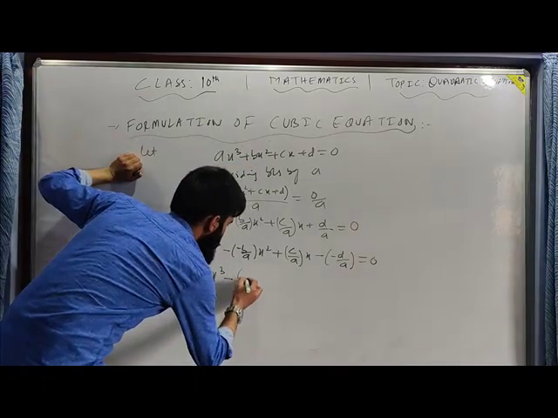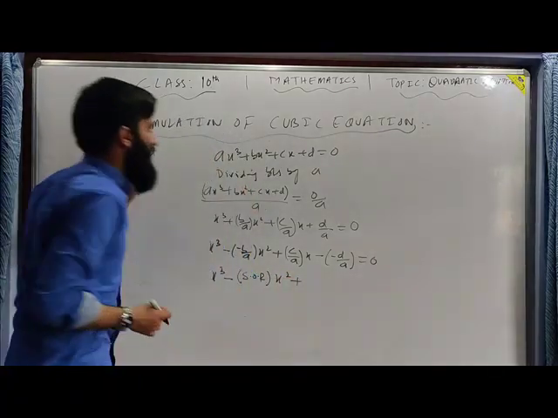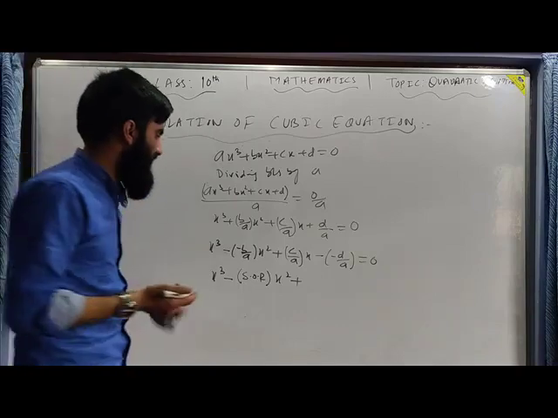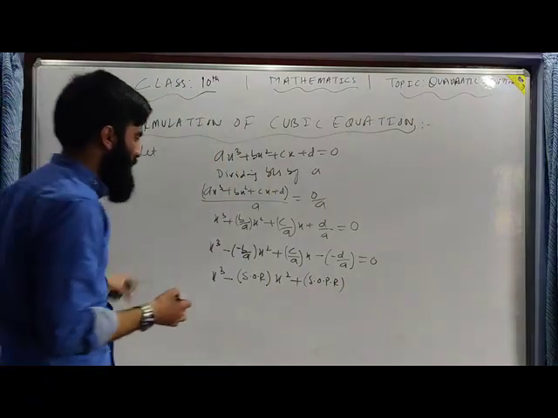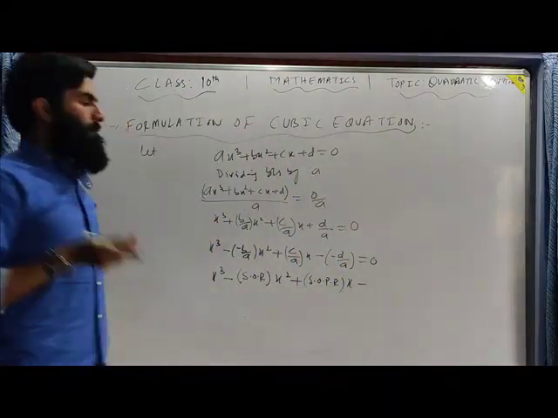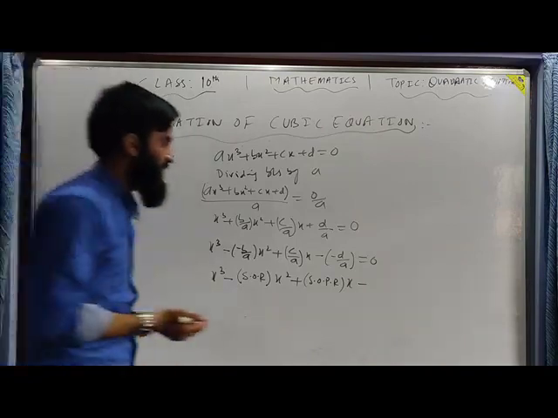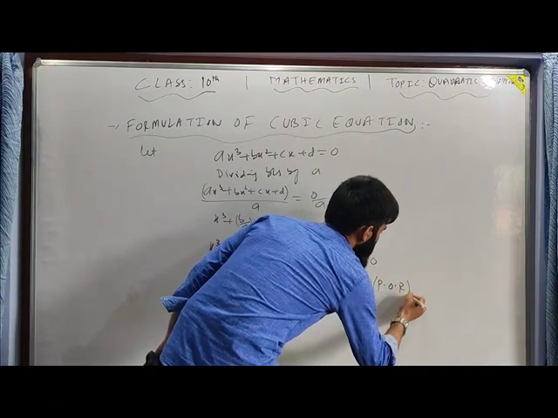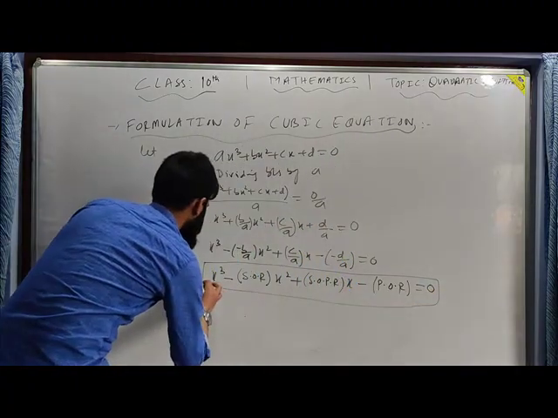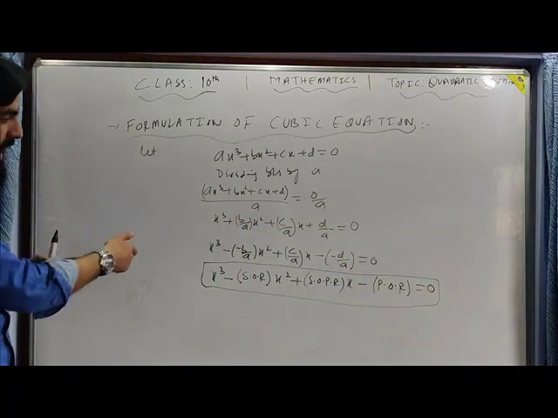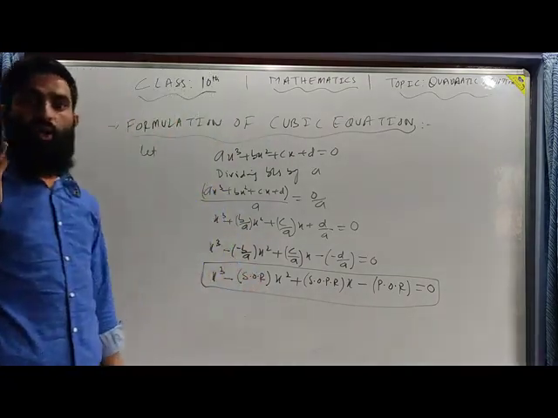So we can have here the sum of roots times x squared, plus c upon a, which is the sum of product of roots, times x, minus of minus d upon a. What is minus d upon a? That is minus constant term divided by the coefficient of x cubed, that is the product of roots, is equal to 0. So this is the formulation of the cubic equation: x cubed minus sum of roots times x squared plus sum of product of roots times x minus product of roots is equal to 0. This is the general formulation of a cubic equation.